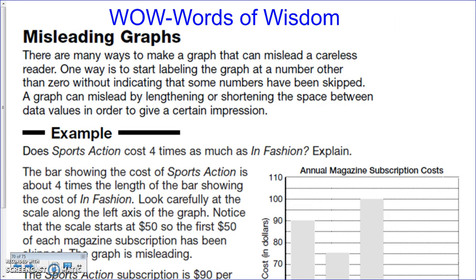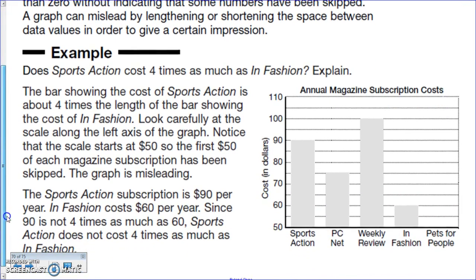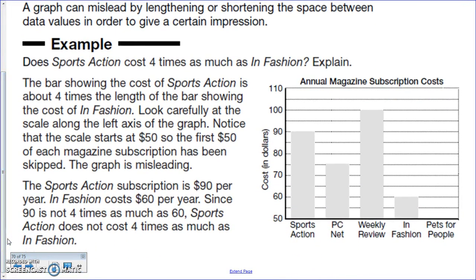Misleading graphs. There are many ways to make a graph that can mislead a careless reader. One way is to start labeling the graph at a number other than 0 without indicating that some numbers have been skipped. A graph can mislead by lengthening or shortening the space between data values in order to give a certain impression. Example: the sports action costs 4 times as much as in fashion.